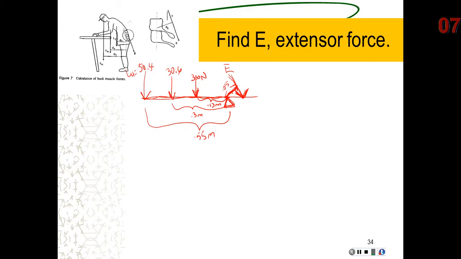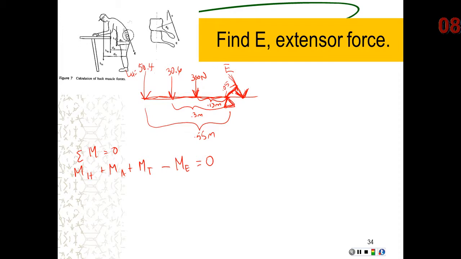Okay, so we've got everything. Just to set up the problem, the sum of the moments is equal to 0. We have the moment of the head plus the moment of the arms plus the moment of the torso plus the moment of the extensor muscle. Those will be equal to 0. As we said, the moments of the body weights are counterclockwise, so those are going to be positive. The moment of the effort is clockwise, so I've already put that as negative.